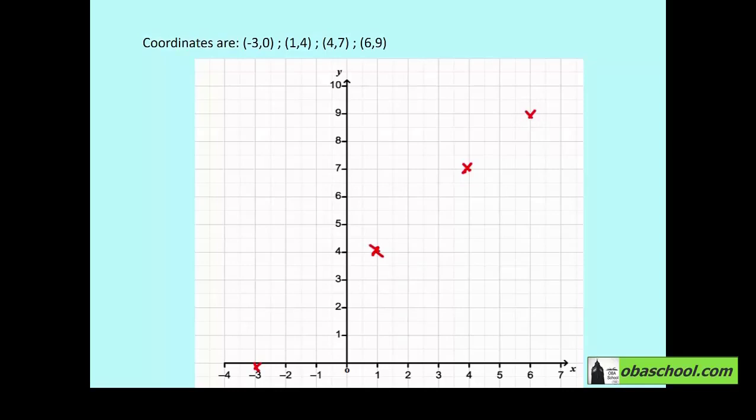Now let's connect all the points together to see the form of the graph. Start with the first point and connect them together. Here we go. Okay, so this is the straight line of the equation y equals x plus 3.